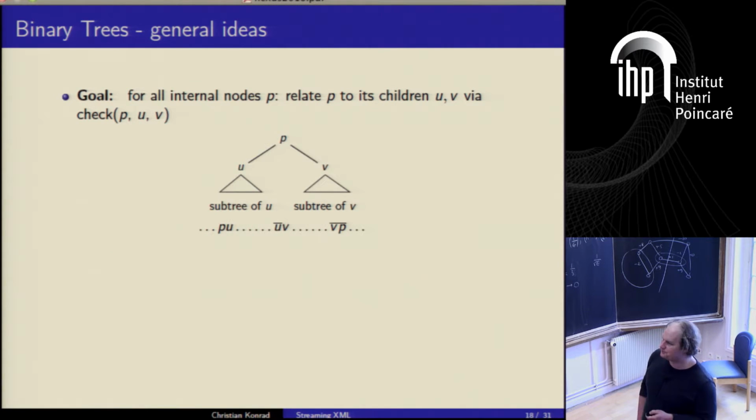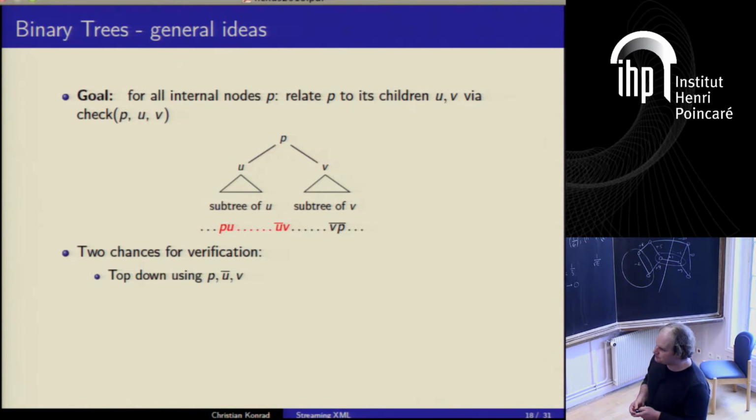For a binary tree, we have to check that for all internal nodes P, we relate P somehow to the children, U and V. Suppose we simply have a check function, because we can check whether the regular expression matches this U and V. It means when we traverse this tree, we have two chances to verify P. Either we will see P at some point in the stream, afterwards we see U, the opening tag, and at some point when we come up here and go to the other side, we see this U bar and V, the closing tag of U and V. This would be one possibility, because we have all information.